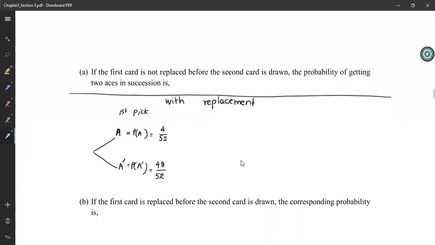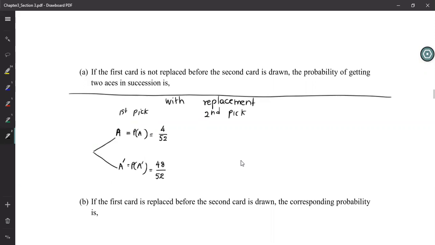There can be two possibilities: your card can be an ace or it's not an A. The probability that it is an A is 4 out of 52. Not A will be the rest, 48 out of 52. That is our first pick. Now we move on to our second pick.